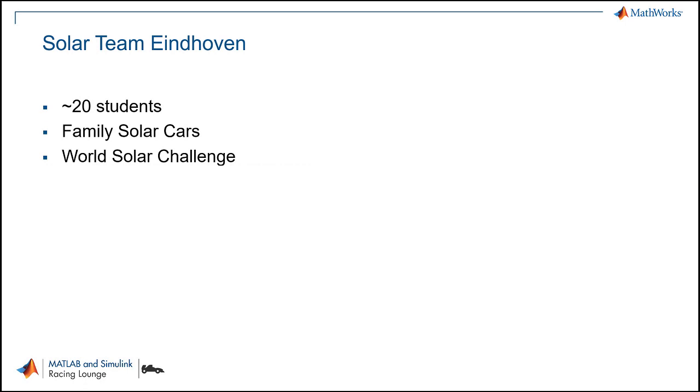Solar Team Eindhoven is a student team based in Eindhoven. It consists of around 20 students. It's a biannual team where every team builds a family solar car. The Bridgestone World Solar Challenge is a race in Australia where we need to travel 3,000 kilometers from the north of Australia to the south of Australia.